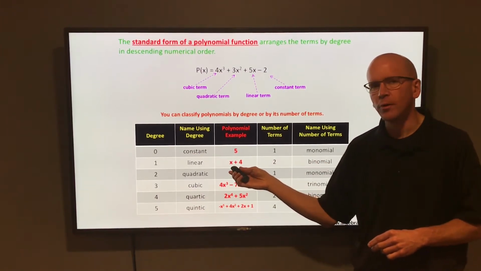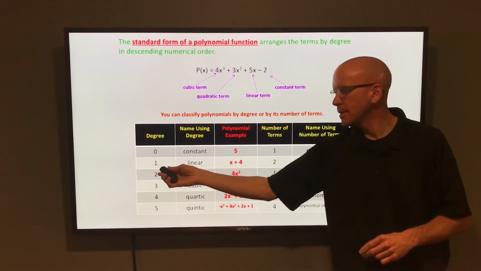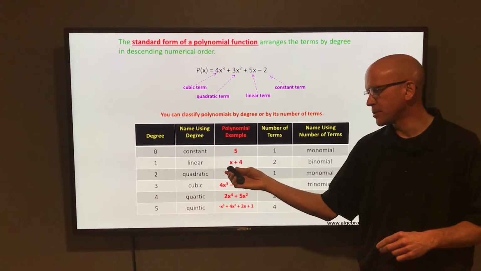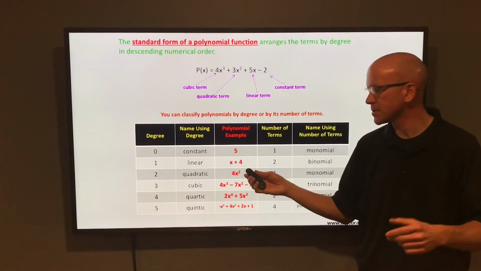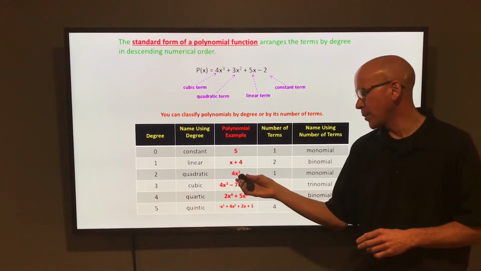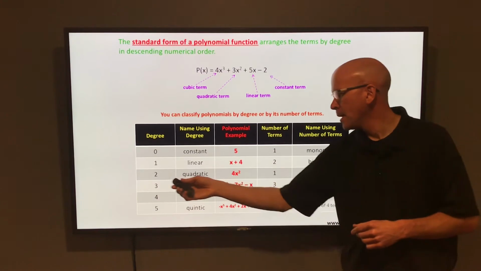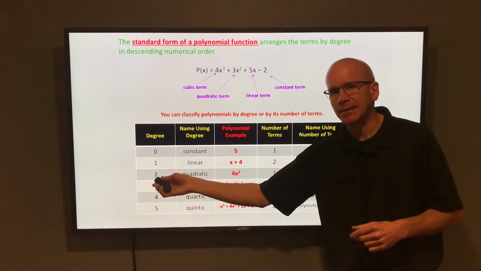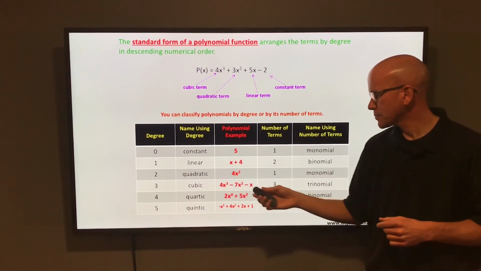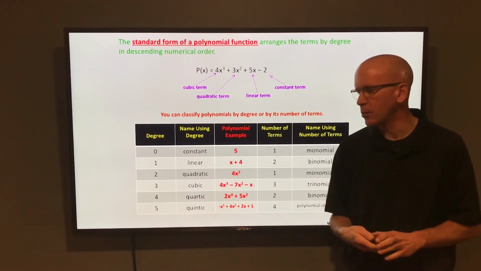Next, x plus 4. By degree, the highest exponent is 1, so the degree is 1. That's called a linear polynomial because the degree is 1. And by the number of terms, there are 2 terms there, just like your bicycle has 2 wheels. This has 2 terms, so that's called a binomial. Next, 4x squared. By degree, the highest exponent, or the exponent, is 2. So by degree, that is a second degree polynomial, or in other words, a quadratic polynomial. By the number of terms, there's 1 term. That is called a monomial. Again, the prefix mono means 1.